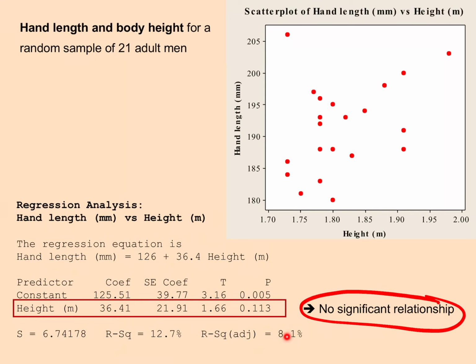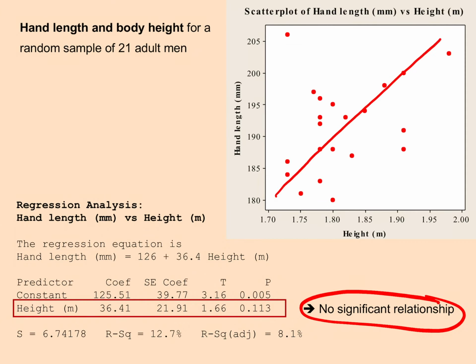All right, r-squared value adjusted, use that one, about 8.1%. This tells you that height is not a good predictor of hand length. So that's a very low r-squared. This means that of all this variation in hand length, only about 8% is explained by height. And that's borne out by a non-significant p-value, okay?